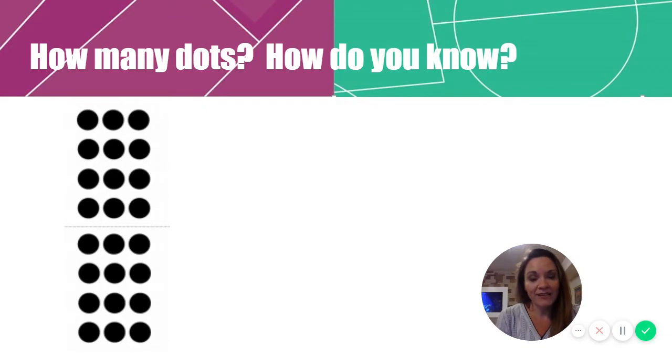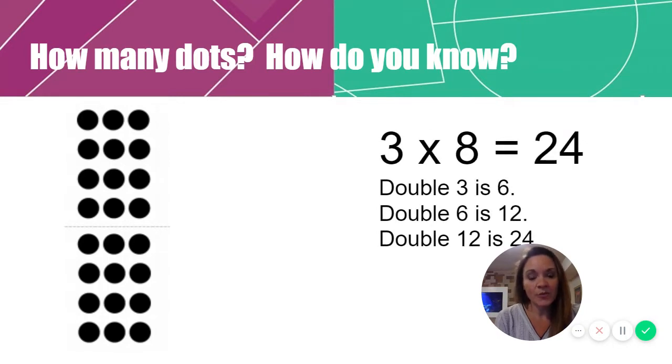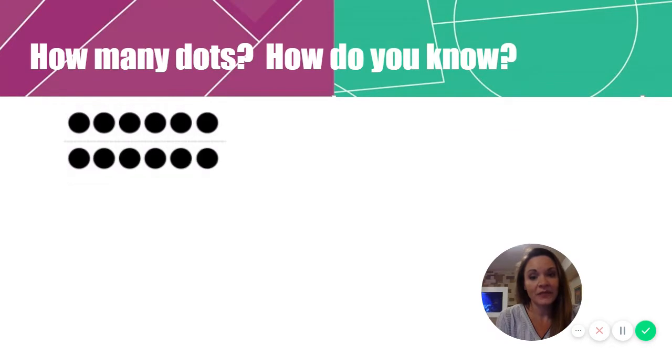How many dots? How do you know? Here we see 24 dots. This is the same as 3 times 8, or 8 times 3. We started off with double 3, which was 6. Then we doubled 6, which was 12. Now we've doubled 12, and we get 24. Let's try this with another series of facts.